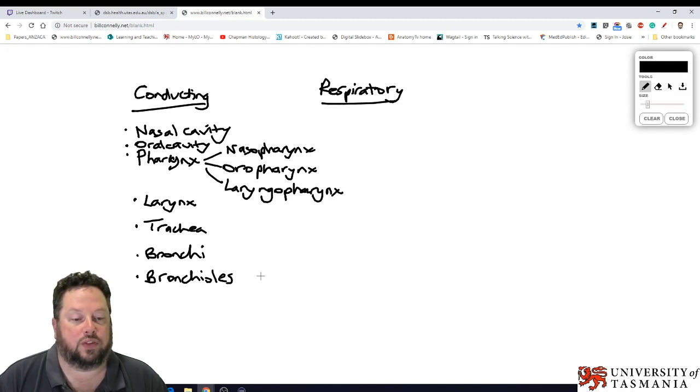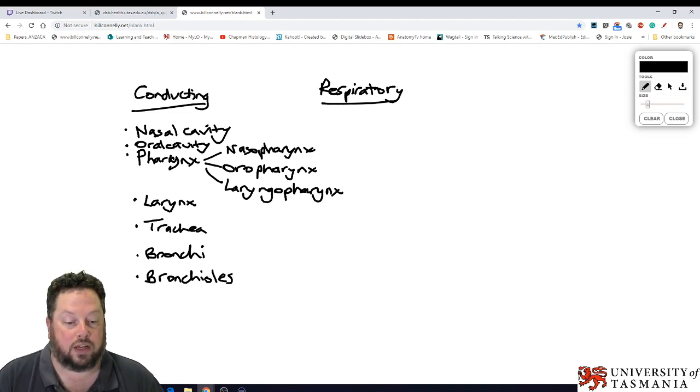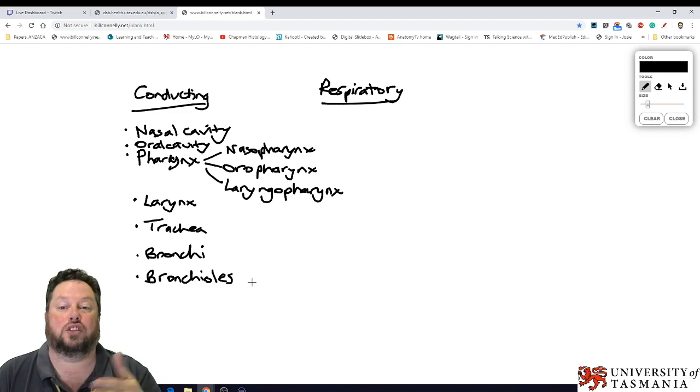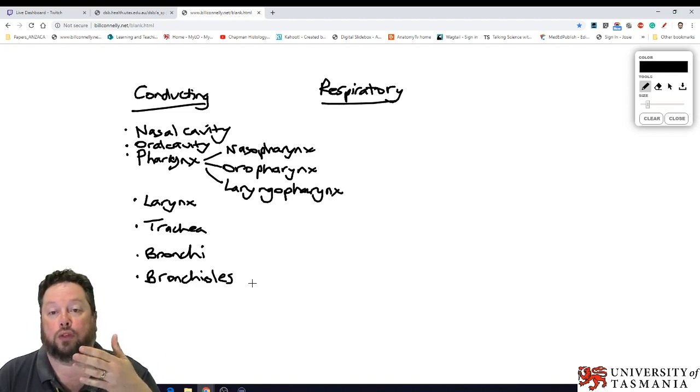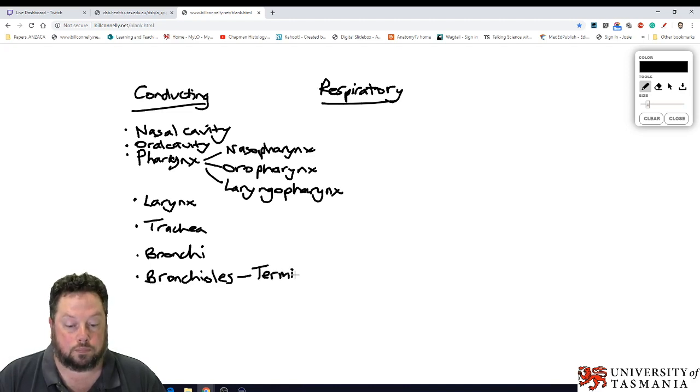Okay. Does anyone know the point at which the conducting portion of the respiratory system stops? So it's one of these bronchioles. I'm not sure if you covered it in the lectures, but there's a part of the bronchioles where the conducting portion ends, and then we move into a dual role for the bronchiole that has both a respiratory function as well as a conducting function. Does anyone know the name of the last part of the conducting portion? No? Okay. So the last of the conducting portion is a region known as a terminal bronchiole. And so this is the last of the conducting portions of the respiratory tract.